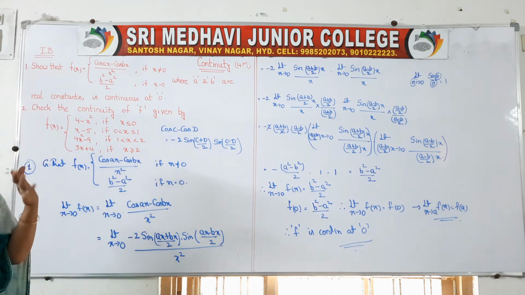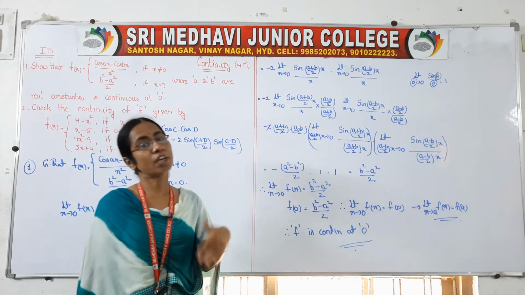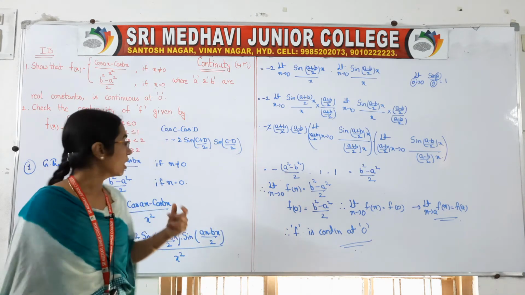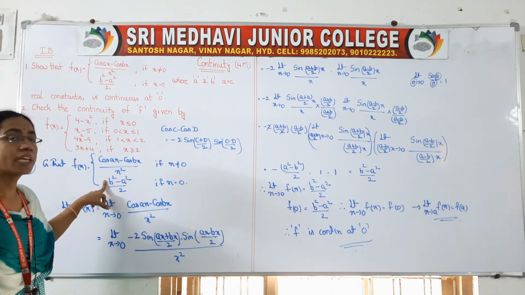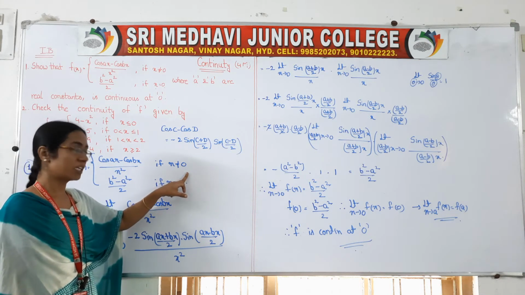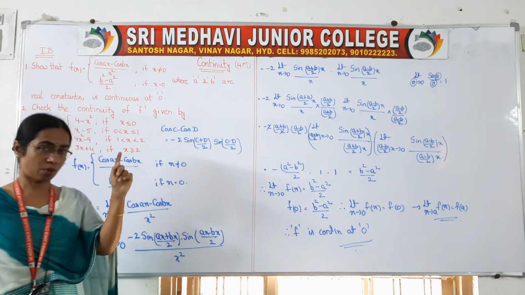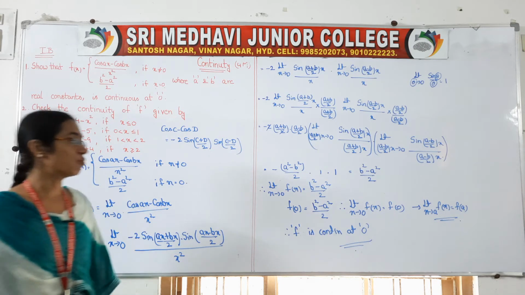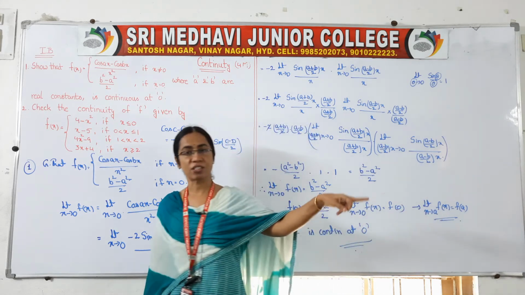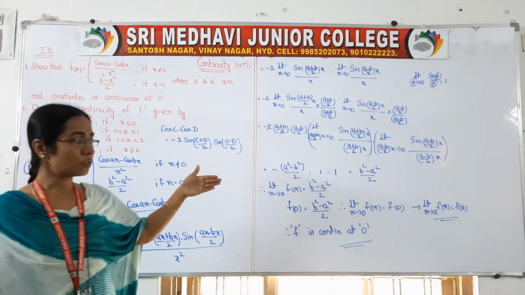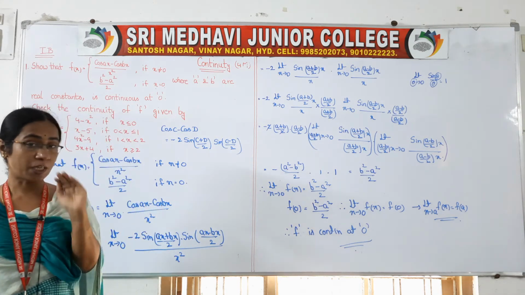If less than 0 and greater than 0 were given in the question, we would go for left hand limit and right hand limit. But here x not equal to 0 and x equal to 0 are given to you. Whenever the problem is given in this form, we will go for the third condition. What is that? Limit x tends to a, f of x is equal to f of a form. That means we have to prove limit x tends to 0, f of x is equal to f of 0.